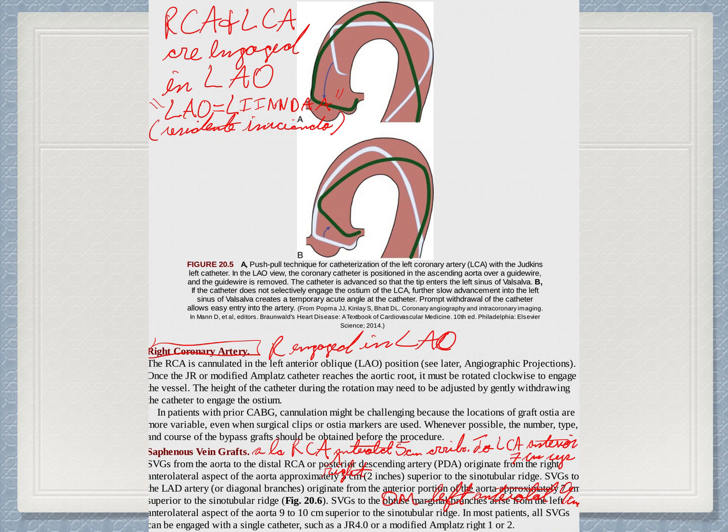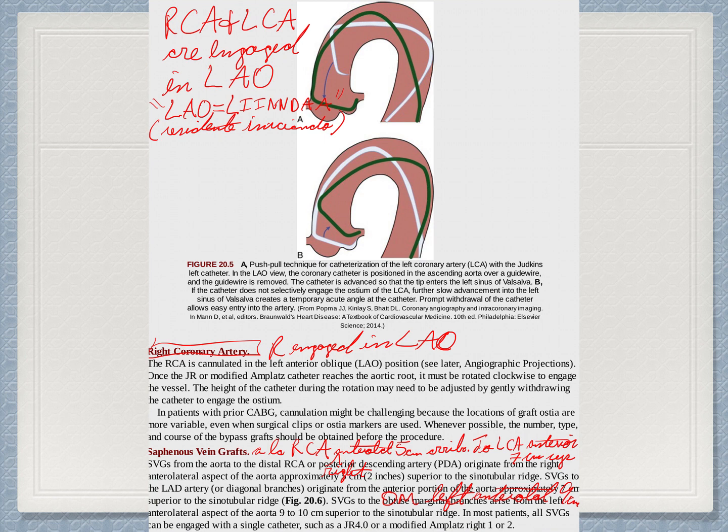For saphenous vein grafts, in general, by convention, saphenous vein grafts to the right coronary artery are usually situated 5 centimeters above the sinotubular ridge, anterolateral towards the right of the aorta, while the saphenous vein graft to the left coronary is anterior and 7 centimeters over the sinotubular ridge, and bypass that goes to the obtuse marginal.